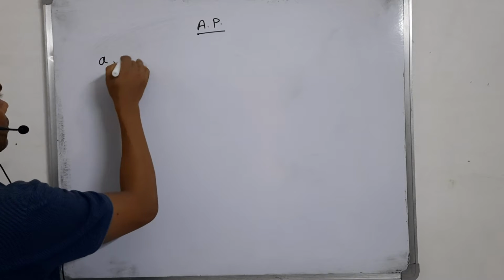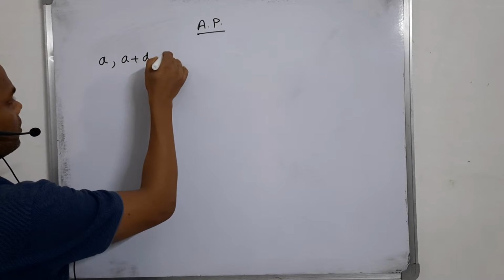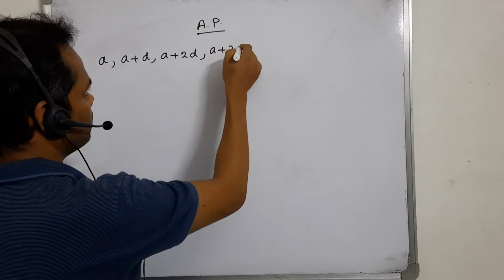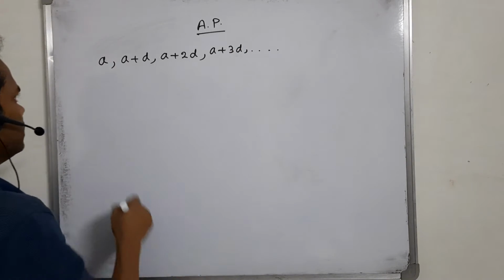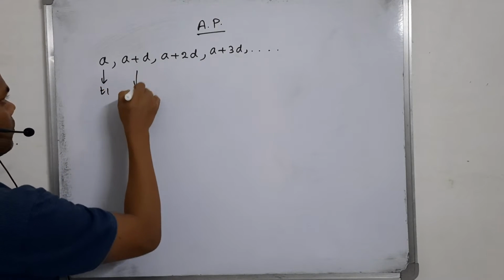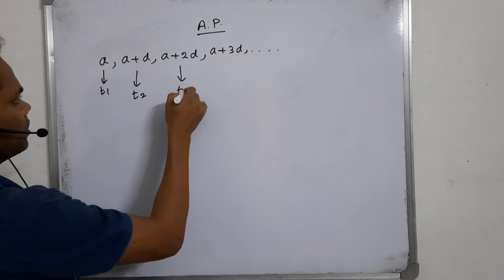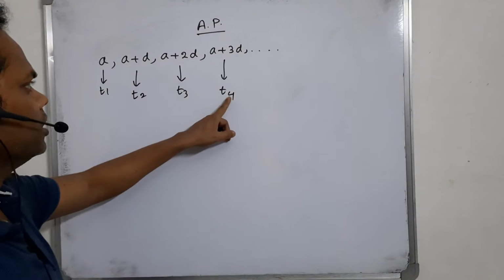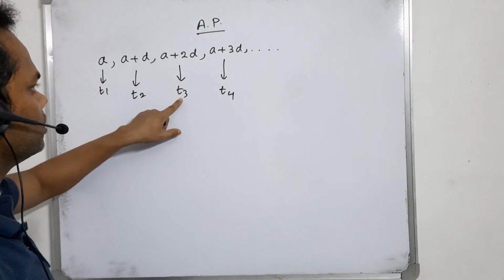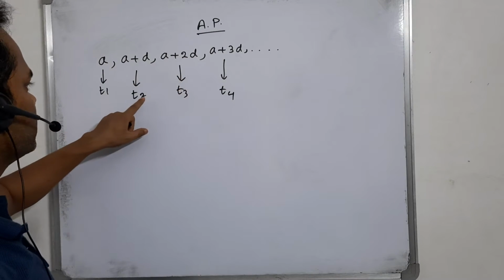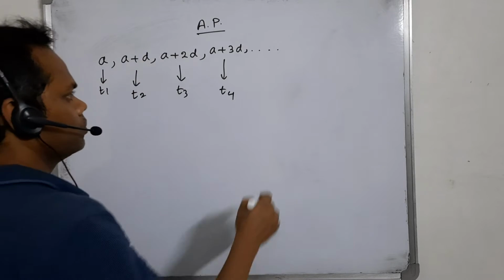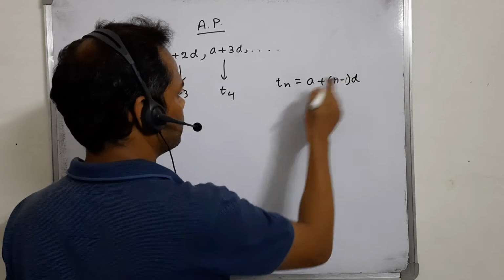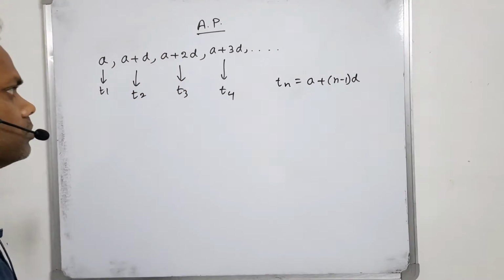Let the first term be A, then the second term is A plus D, the third term is A plus 2D, the fourth term is A plus 3D. Similarly, you see that this one is the first term, this one is the second term, this one is the third term, this one is the fourth term. For the fourth term, here is 4 but here is 3. For the third term, here is 3 but here is 2. For the second term, here is 2 and there is 1. So for the nth term, it is A plus n minus 1 into D. There is n and there is n minus 1.